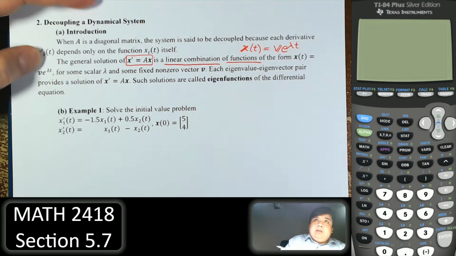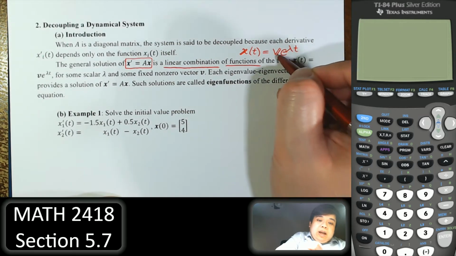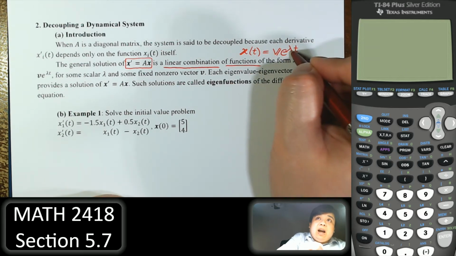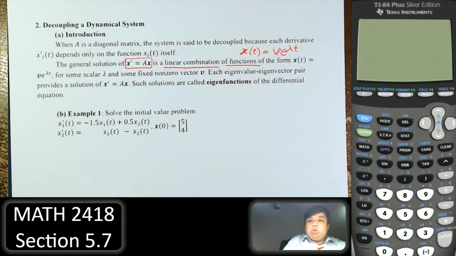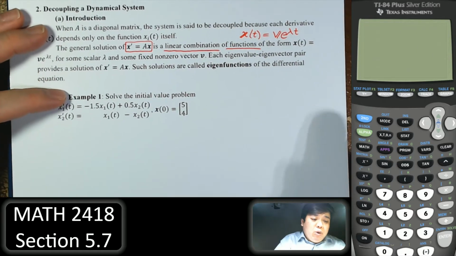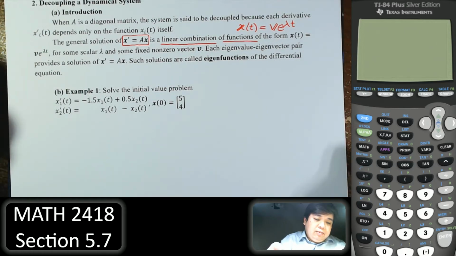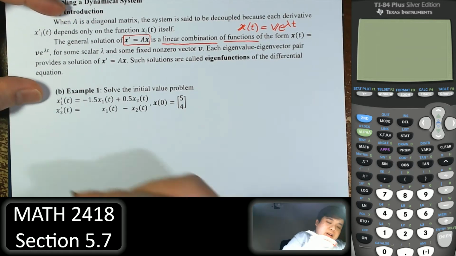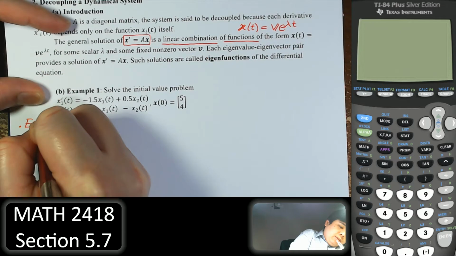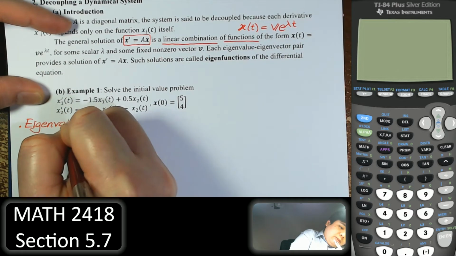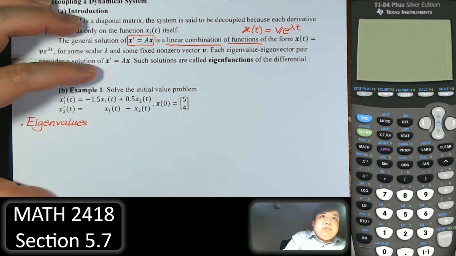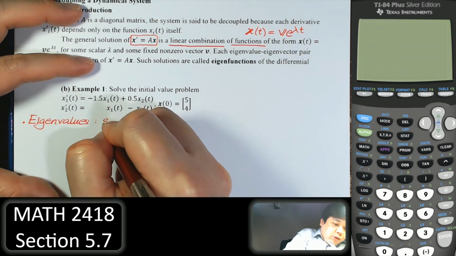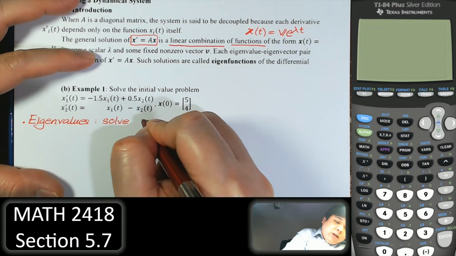Of course lambda is an eigenvalue and v is an eigenvector, and we have a linear combination of all of that. So if we have 5 eigenvectors and 5 eigenvalues, then we have 5 of these, and the linear combination is a solution. Keep that in mind, and we're going to use that. So first, of course, I'll find eigenvalues and then eigenvectors. Find eigenvalues: we solve the characteristic equation.